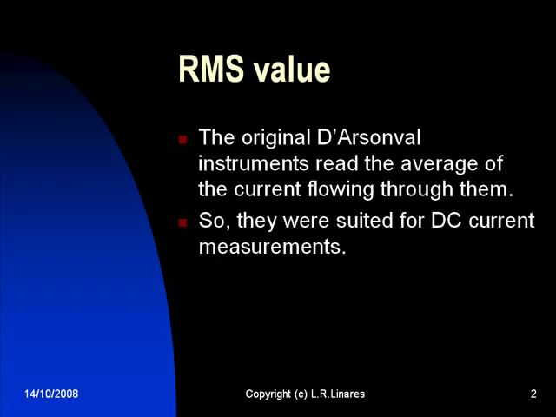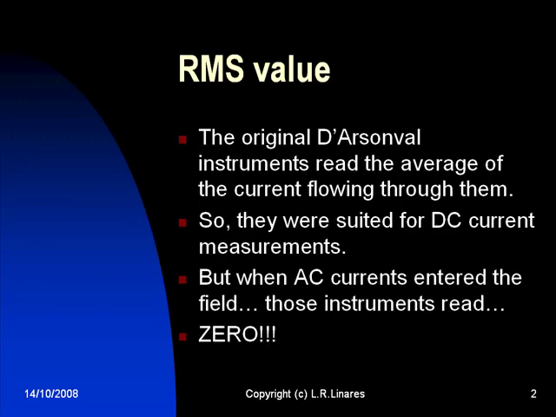When AC systems appeared, engineers of course tried to use the same instruments to measure sinusoidal currents. Guess what they got? The average of a sinusoidal current. What is the average of a sinusoidal current? You tell me. Oh, it's zero, of course. They measured zero because the average of a sinusoidal current is zero.